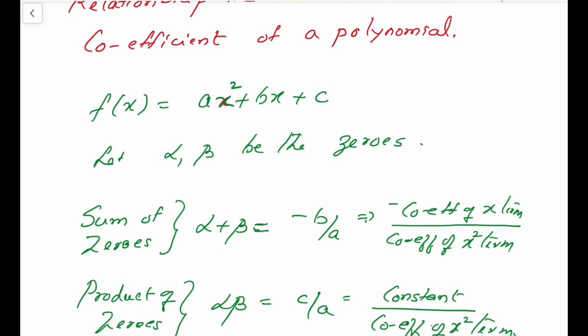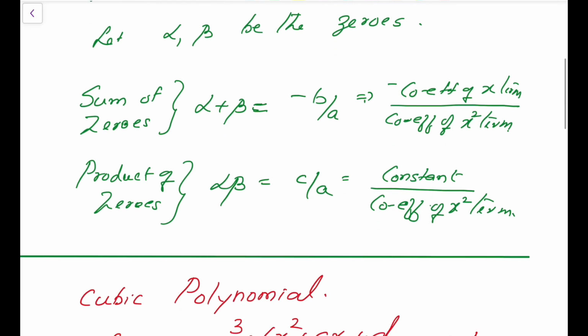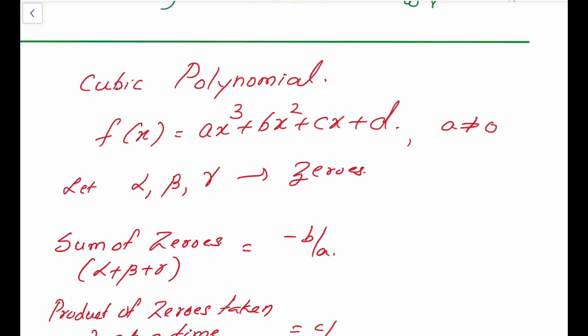The sum of the zeros alpha plus beta is equal to minus b by a. That is minus coefficient of the x term divided by the coefficient of x squared term. And product of zeros alpha beta is equal to c by a, that is the constant divided by the coefficient of x squared term.